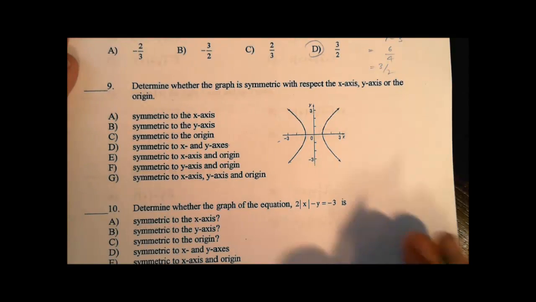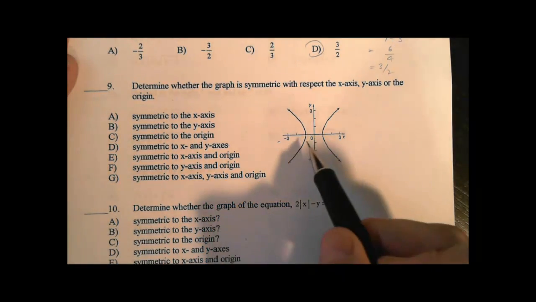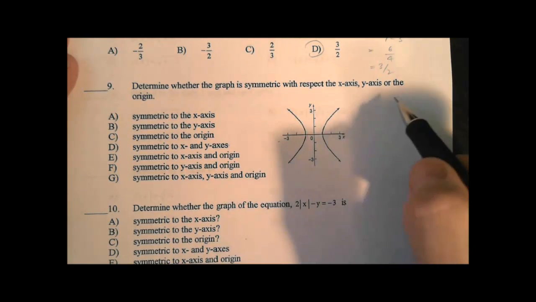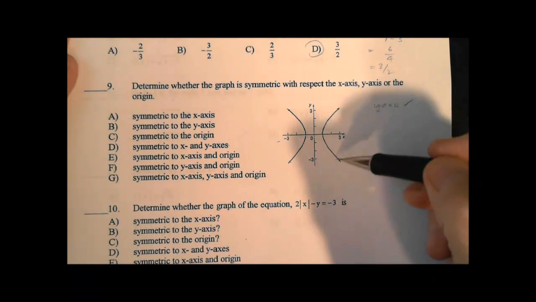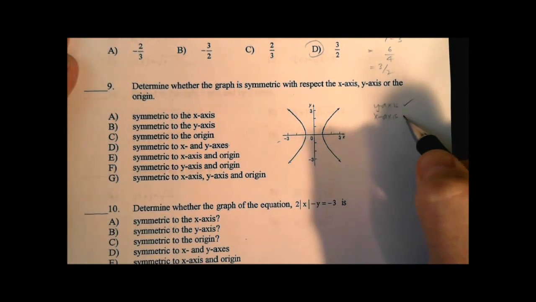Now, number 9, we're trying to determine if this graph is symmetric with respect to the x-axis, the y-axis, or the origin. We see if we reflect it across the y-axis, the graph is unchanged, so it does have y-axis symmetry. If we reflect across the x-axis, the graph is also unchanged.